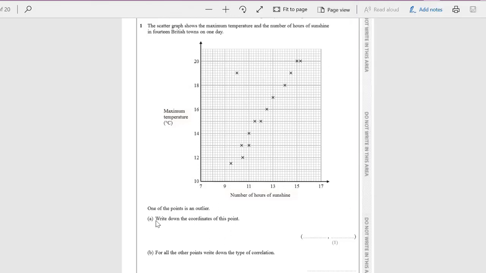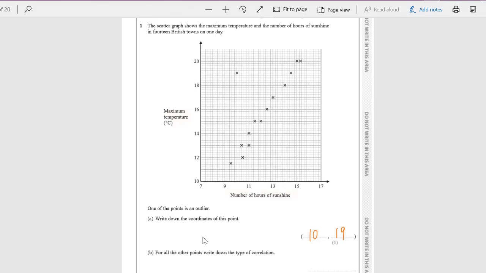And it says one of the points is an outlier. Write down the coordinates of this point. So I think we can agree it's going to be this one here because it lies outside of the general trend. Looking at the graph, each square represents an increase of 0.2 as we go to the right, and on the y-axis it's the same, 0.2 as it goes up. So if I read the graph carefully, I get 10 and 19.